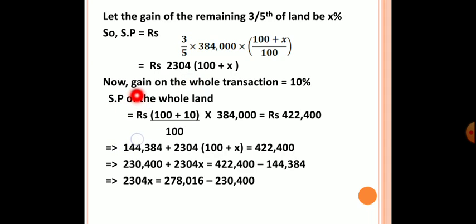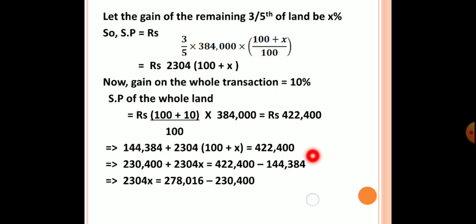Now in the question it was given that the profit or gain on the whole transaction was 10%. So selling price of the whole land is equal to (100 plus 10) by 100 into cost price, that is 110 by 100 into 3,84,000, which is 4,22,400. Now the selling price of 2/5 of the land was 1,44,384 plus the selling price of the 3/5 of the land, that is this equation, 2304 into (100 plus x), is equal to 4,22,400.